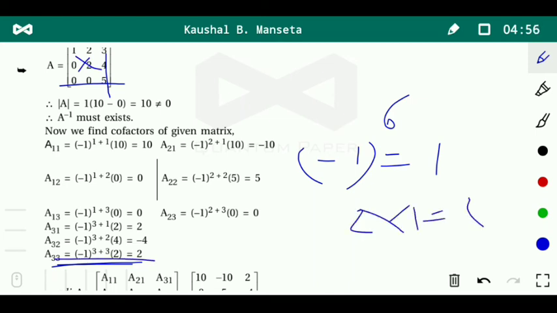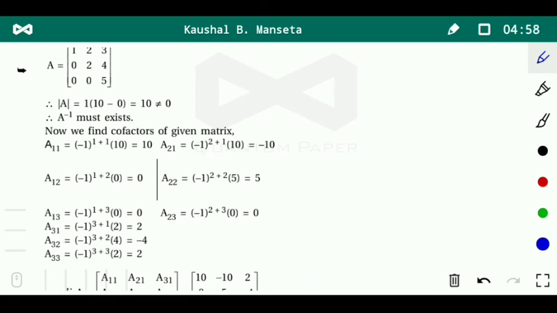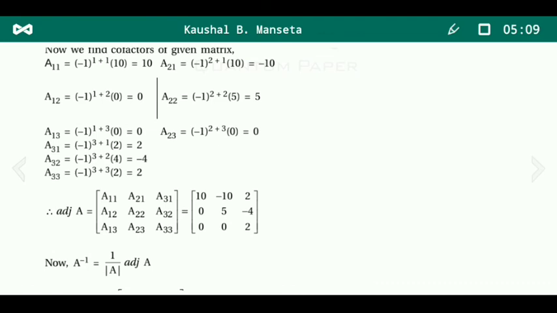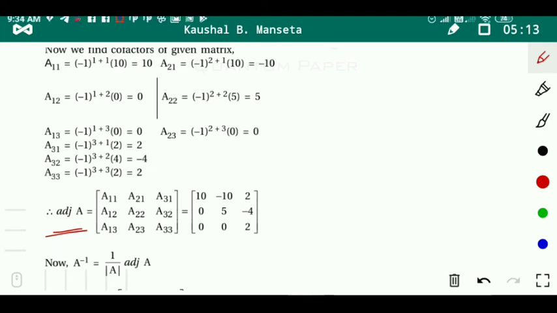Is it clear? Now we have to take a transpose of the given entries. So we have to write adjoint of A is equal to capital A11 in column wise, A12, capital A21, A22, A23, A31, A32, A33. Now we have to put the value of cofactors. So it gives 10, 0, 0, minus 10, 5, 0, 2, minus 4, 2.